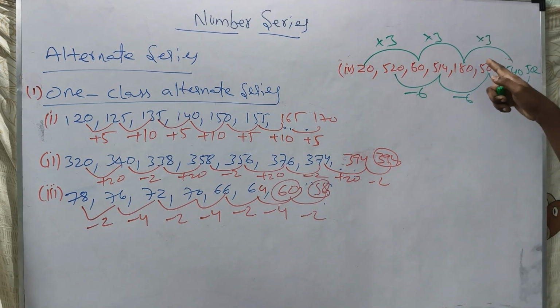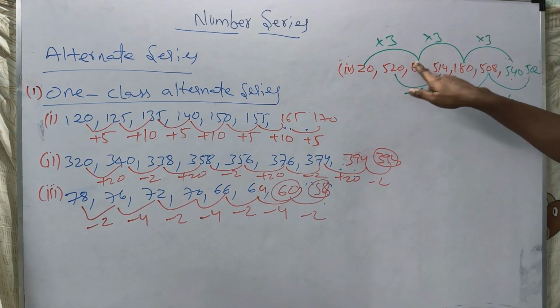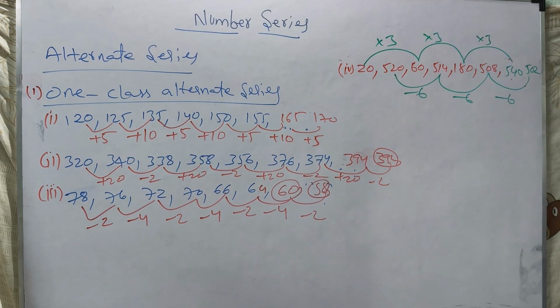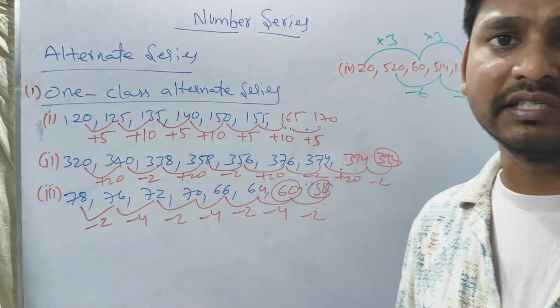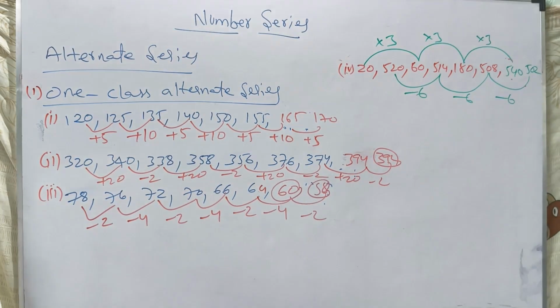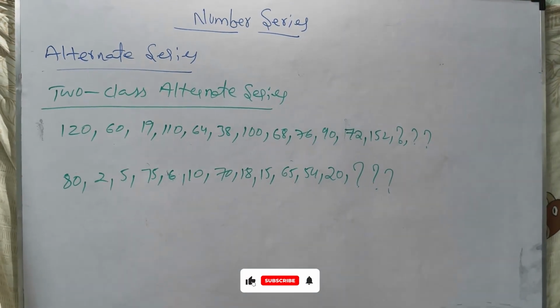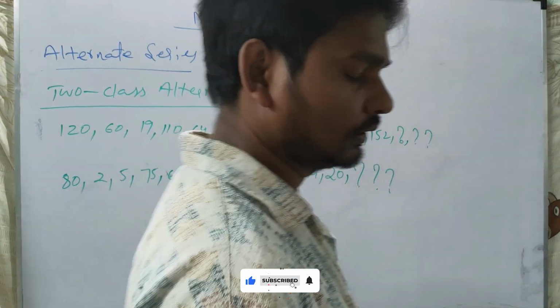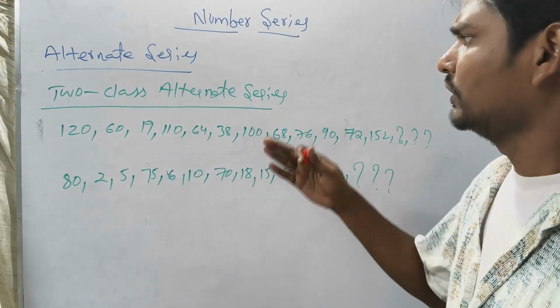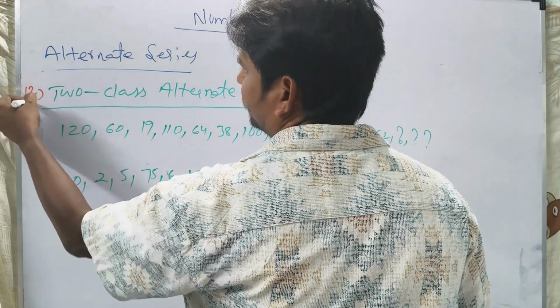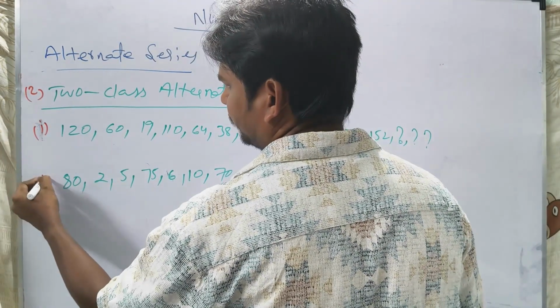Here alternately it is a product, and alternately subtraction. Clear, all of you? So like this also you will get from the one class alternative series. Clear? Next we will move on to the two class alternative series, that is the second model. In this, first question and second question.